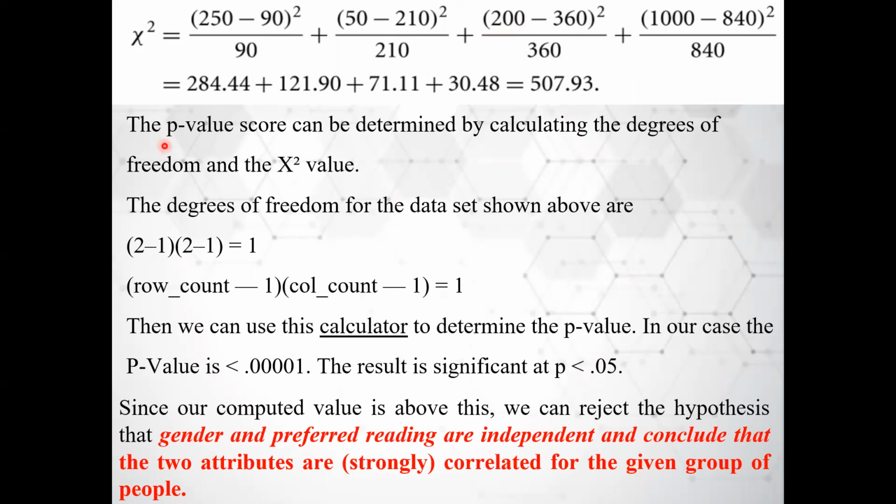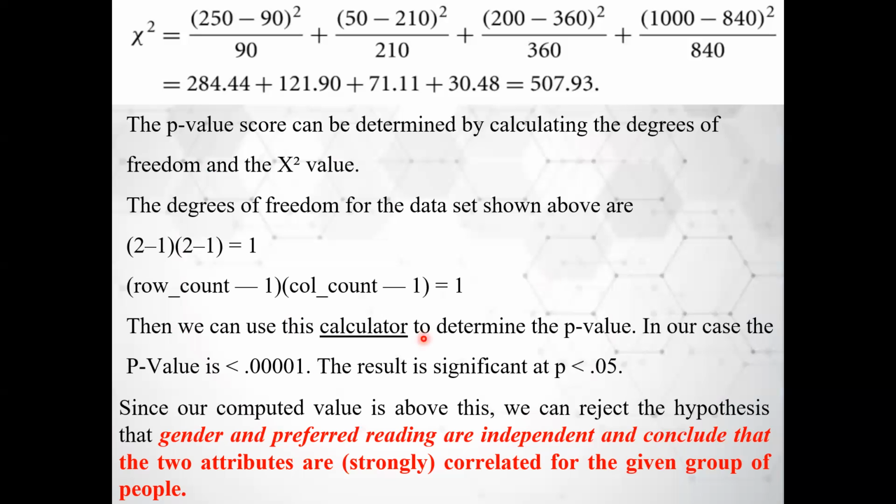Okay, so here the p-value can be determined by calculating the degree of freedom as well as the chi-squared value. And how can we find out the degree of freedom? For this contingency table data set, the degree of freedom is the number of rows minus 1 times the number of columns minus 1. The rows are non-fiction and fiction, and the columns are male and female. So 2 minus 1 into 2 minus 1, that is 1 into 1, that is 1. The degree of freedom is 1.